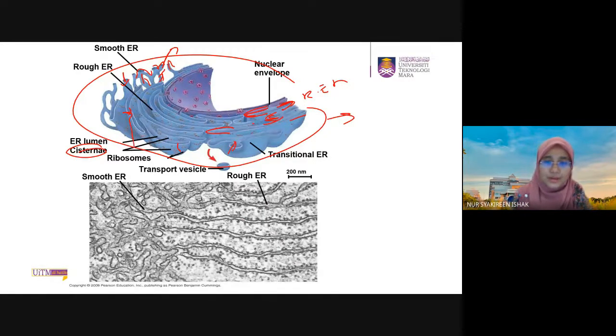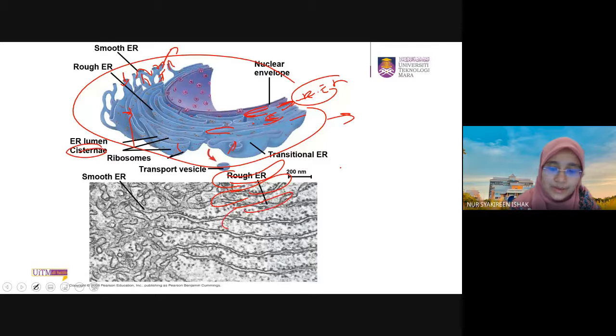Okay. So kalau tengok kat sini, the region for the rough ER yang jauh daripada nuclear envelope and dekat dengan Golgi apparatus, imagine kat sini ada Golgi apparatus, kan? So the region of the rough ER that is nearer to the Golgi apparatus, further from the nuclear envelope, and the region that will produce transport vesicle, we call it as the transitional ER. Transitional ER is the region of rough ER that will produce transport vesicle.